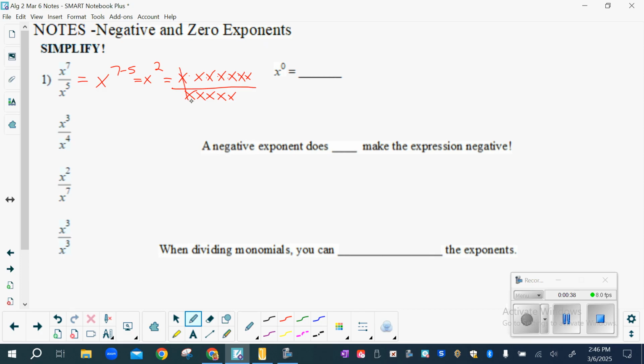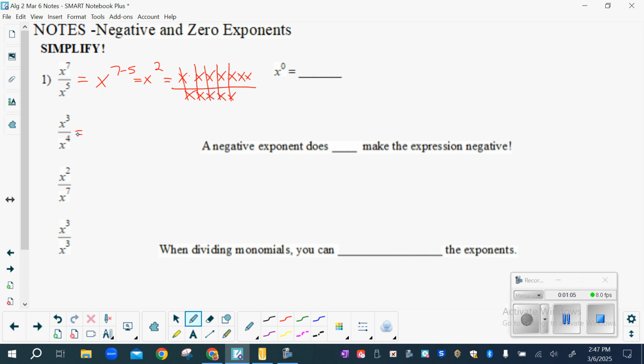And then we can cancel 1, 2, 3, 4, 5 pairs, and we'd be left with x squared. So it works, didn't it? We took 7 minus 5. Subtracting. All the simplifications are the same. So when dividing monomials, let's see if it works here.